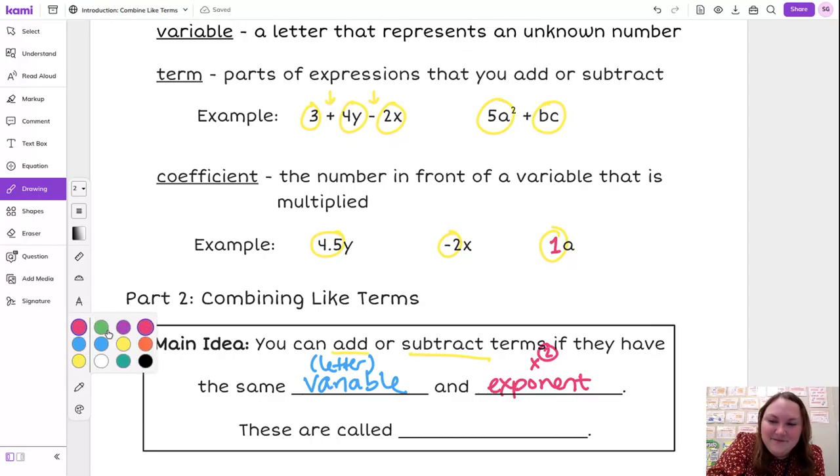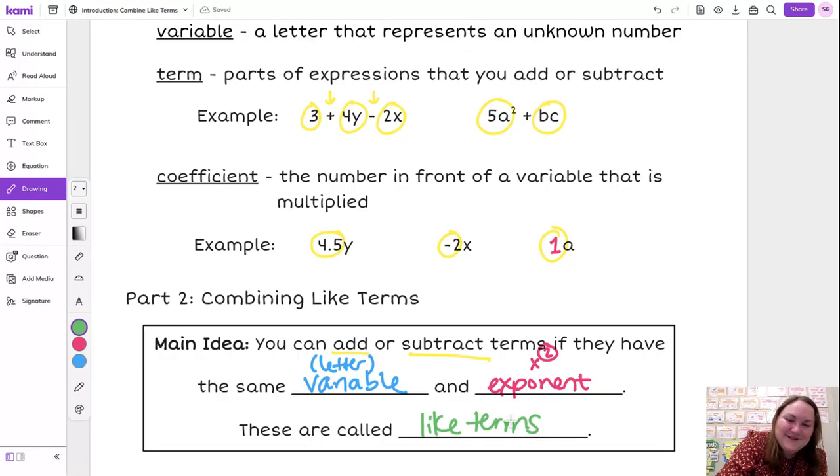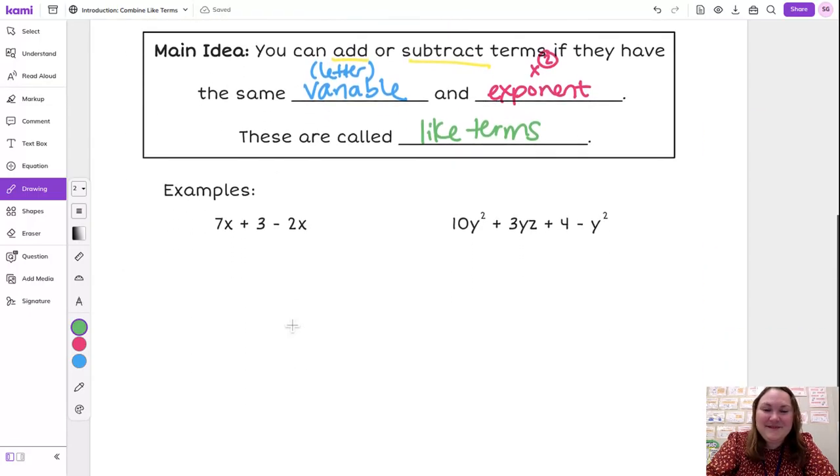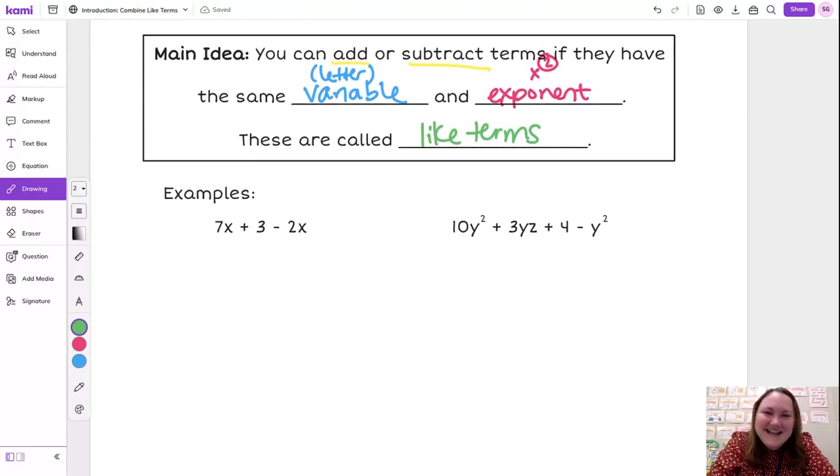If they have the same variable and the same exponent, we call them like terms, which is why the lesson is called combining like terms. If they don't have the same variable, or if the exponents are different, you cannot add or subtract them. So some examples down here, and we will do lots more examples in the lesson today.